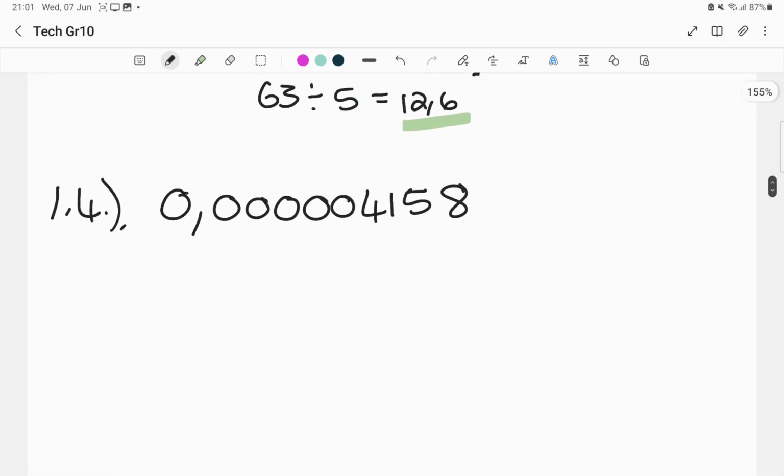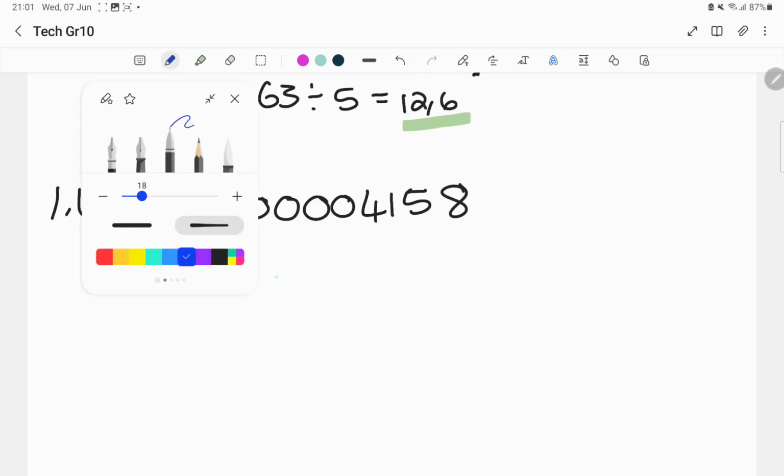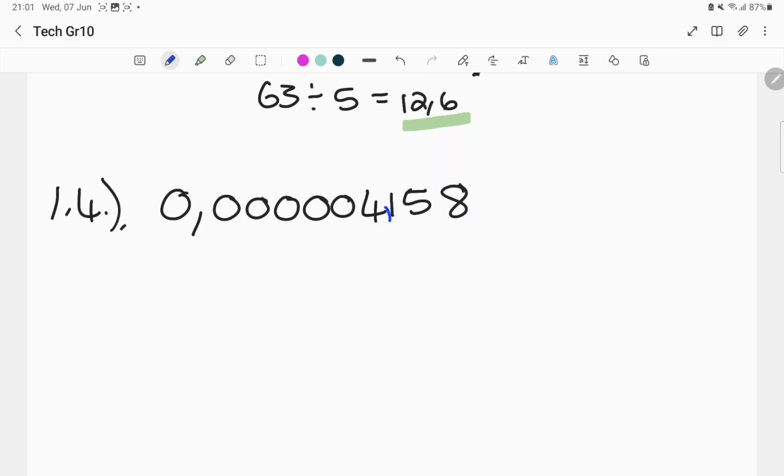Remember, whenever you have to write something in scientific notation, it means you have to have one thing in front of a comma and then the rest behind the comma. Looking at this, my comma is at the moment here. If I want to have only one thing in front of my comma, I have to move it to there. So now my first part will be 4,158.